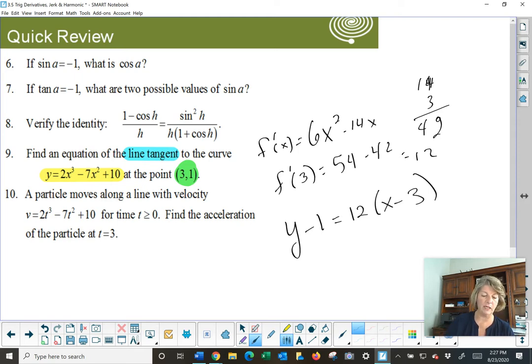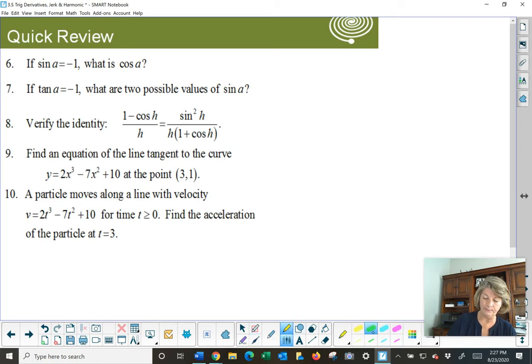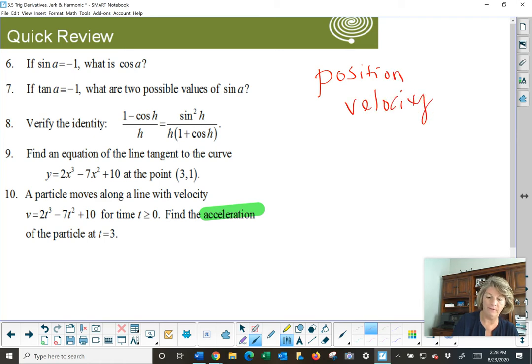A particle moves along a line with velocity for time t greater than or equal to 0. Find the acceleration. Do you recall how to get to acceleration? Well, there's that hierarchy, isn't there? We start with the position function, then we go to velocity, and then we finish with acceleration, which is the second derivative. So if I had s, this would be s prime, this would be s double prime.